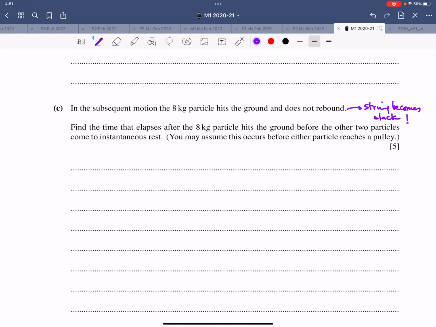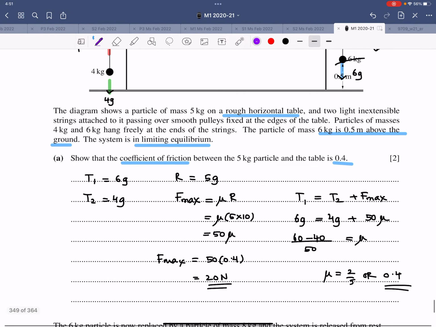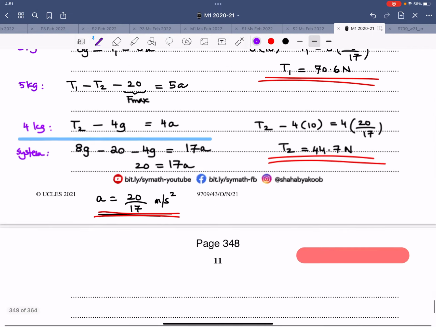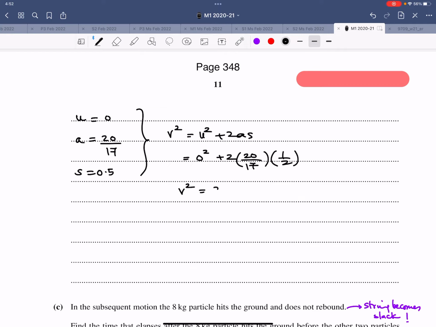Now, why do you think they have given this thing? That is the distance of how much? That is 0.5 meter. So let me add one more thing. Initial velocity is 0, acceleration is 20 over 17, distance is 0.5 meter. I'll find the velocity with which the particle hits the ground. So v square is u square plus 2 into 20 over 17 into s, which is half. So v square is 20 over 17, or v is the square root of 20 over 17. Leave the answer as it is for right now.